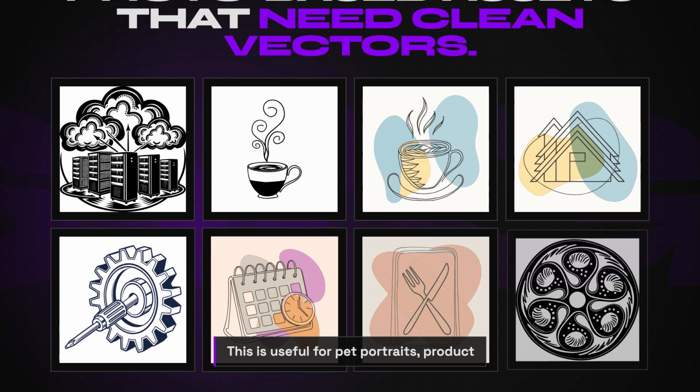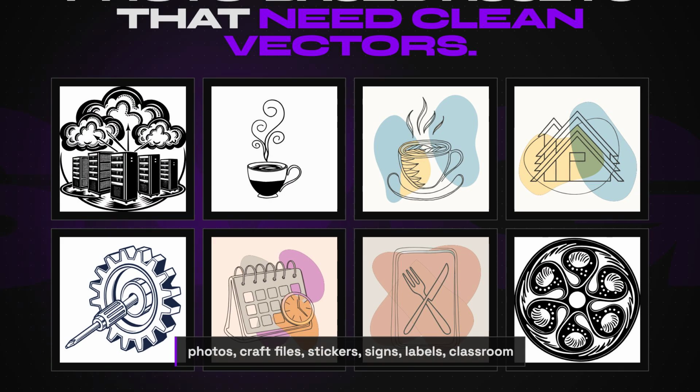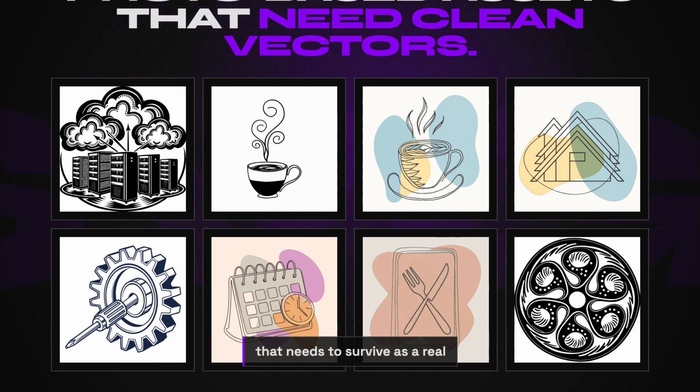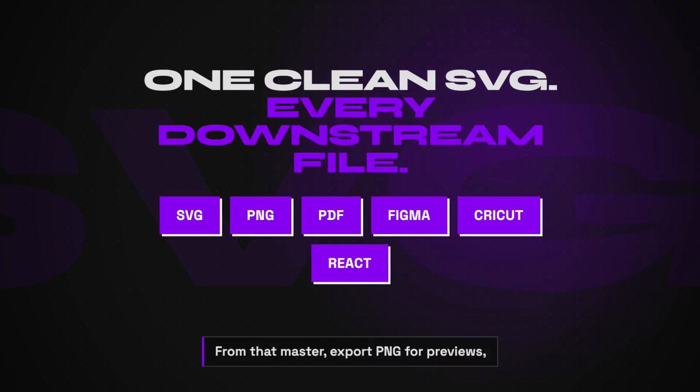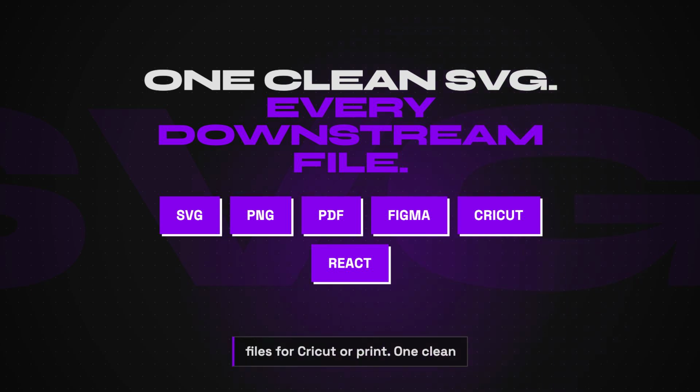This is useful for pet portraits, product photos, craft files, stickers, signs, labels, classroom graphics, small business logos, merch designs, event badges, website illustrations, and any photo-based idea that needs to survive as a real vector. Keep SVG as the source of truth. From that master, export PNG for previews, PDF for sharing, Figma for layouts, React or inline SVG for code, and cut-friendly files for Cricut or print. One clean vector should create every version you need.